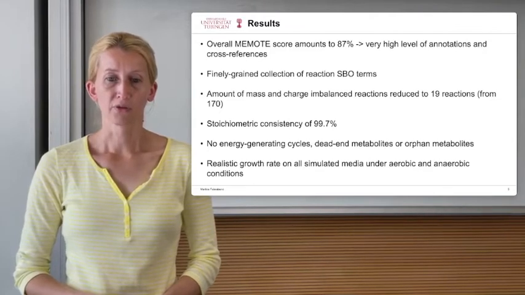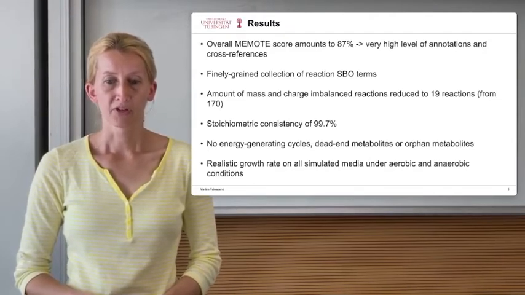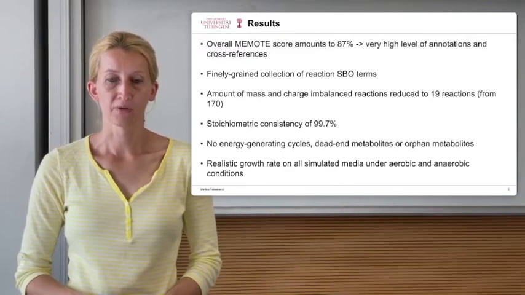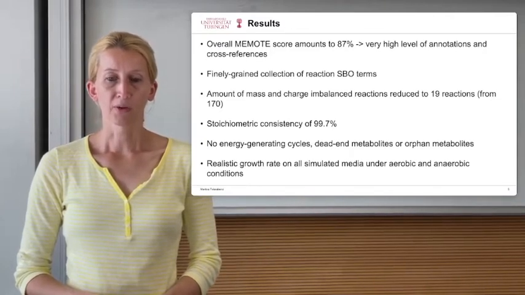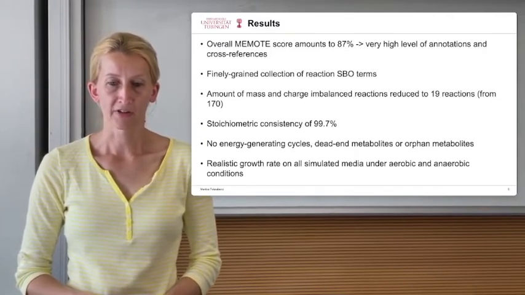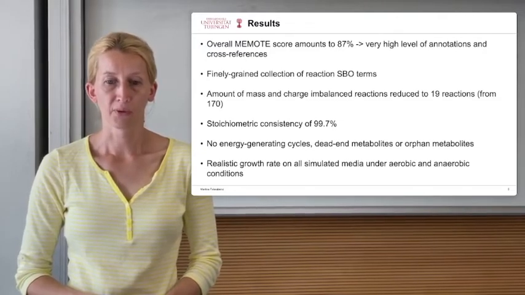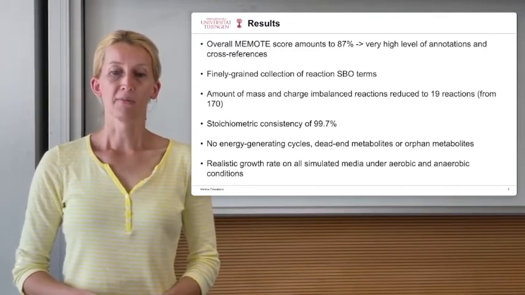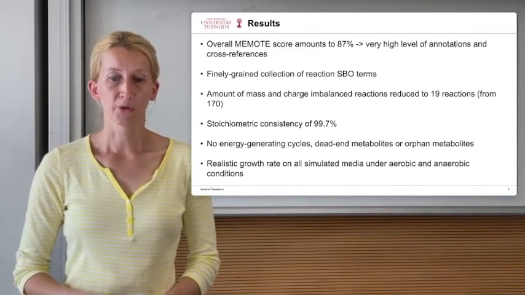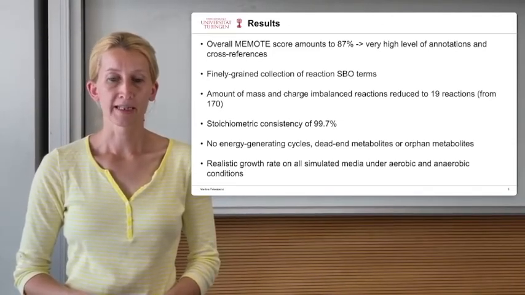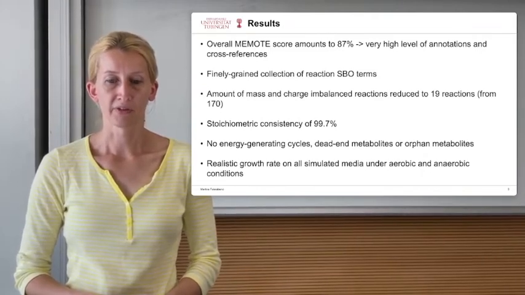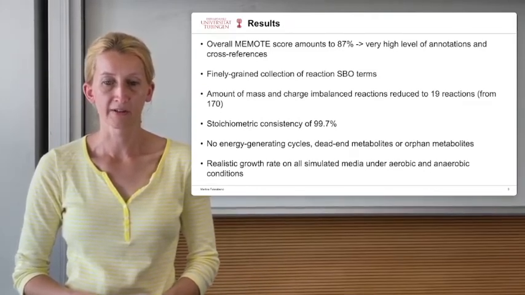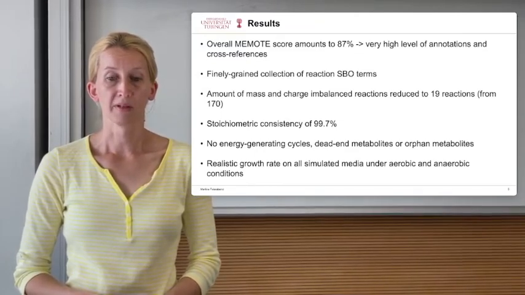Coming to the results. The overall MEMOTE score amounts to 87%, which implies a very high level of annotation and cross-references of all reactions, metabolites, and genes. It also includes a finely grained collection of reaction SBO terms, which allow improved cross-referencing. The number of mass and charge imbalanced reactions could be reduced from 170 to 19 imbalanced reactions. These represent 1.2% of all reactions. The model has a stoichiometric consistency of 99.7% and contains no energy generating cycles, dead-end metabolites, or orphan metabolites.